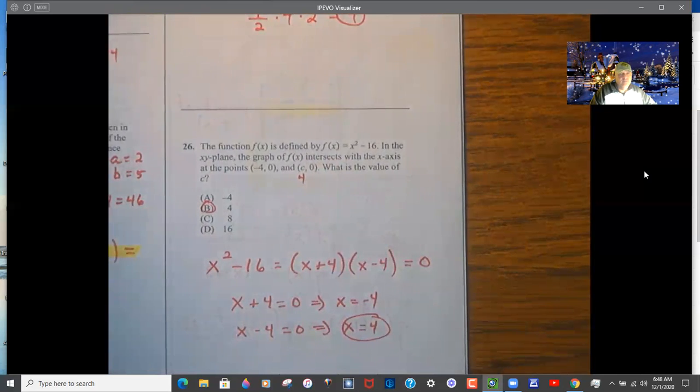Graph it. I factored it, but graph it. So the other one would be at 4. You can look at the table also, but I think graphing is the easiest way to look at problem 26.